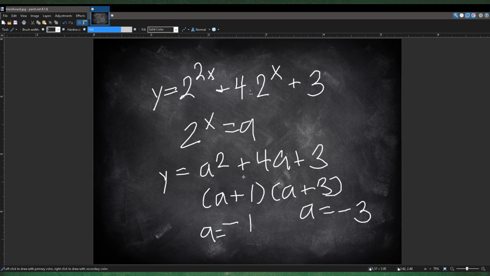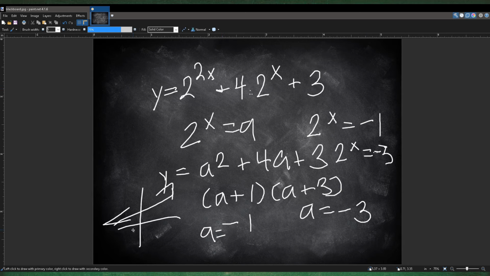And then you have to plug in a here. So if a is equal to negative 1, that means 2 to the x equals negative 1, and 2 to the x is equal to negative 3 because of this answer right here. So what you have to do is find out when x is equal to negative 1 and when x is equal to negative 3, which is never, because 2 to the x is never going to become negative. Remember how the domain and range is something like this, right? The range would never go negative, basically.